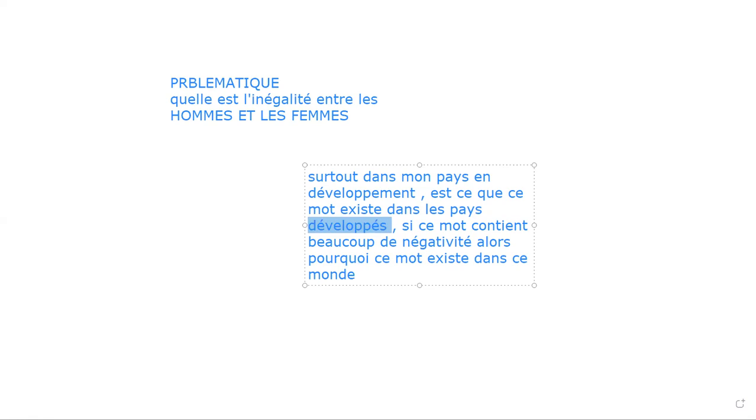Is my verb to contain. We have a verb, contenir. Si ce mot contient, to contain, beaucoup de négativité, alors, then, we have a connector: alors, puis, then. Pourquoi ce mot existe dans ce monde? This is your problematic.